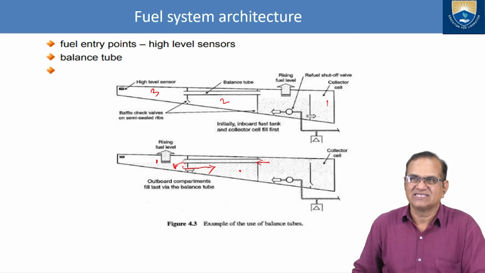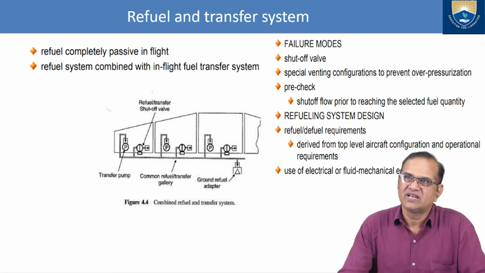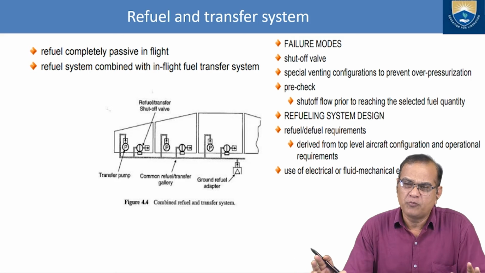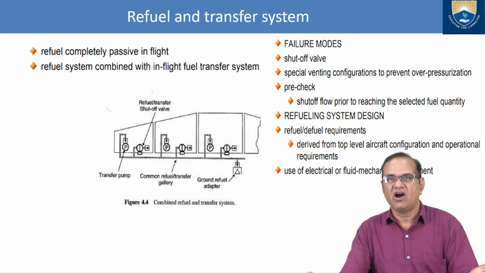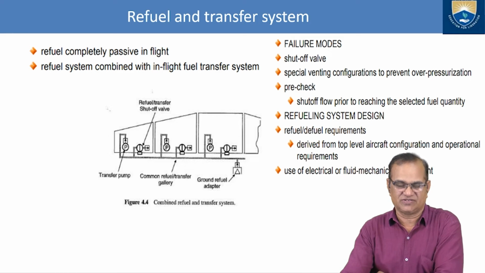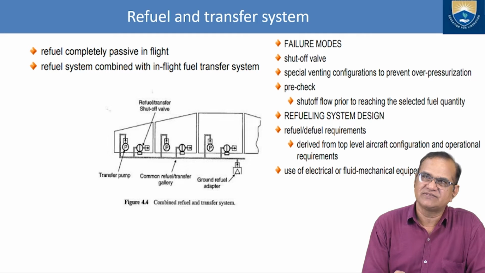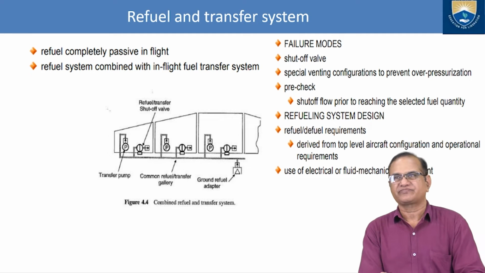as per the design conditions. Refuel and transfer systems. Aircraft refueling means putting fuel inside the wing; it is called refueling. How it is transferred from one tank to another is called transfer. So refuel is completely passive in flight. Refuel system combined with in-flight fuel transfer system.